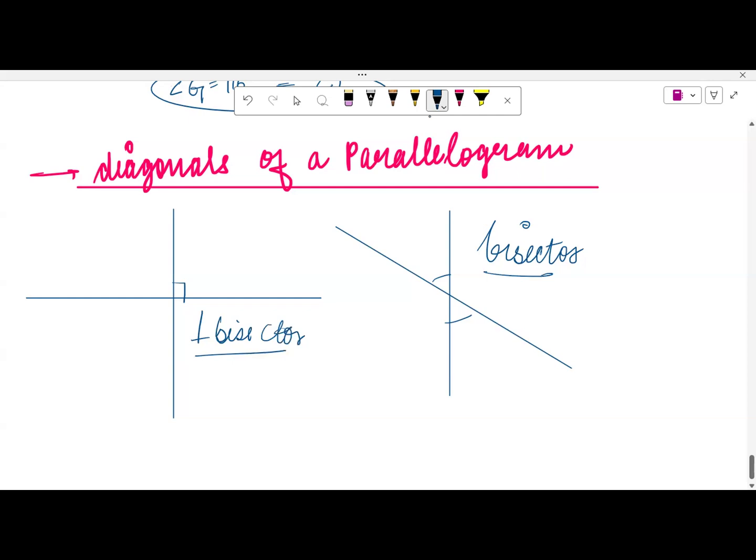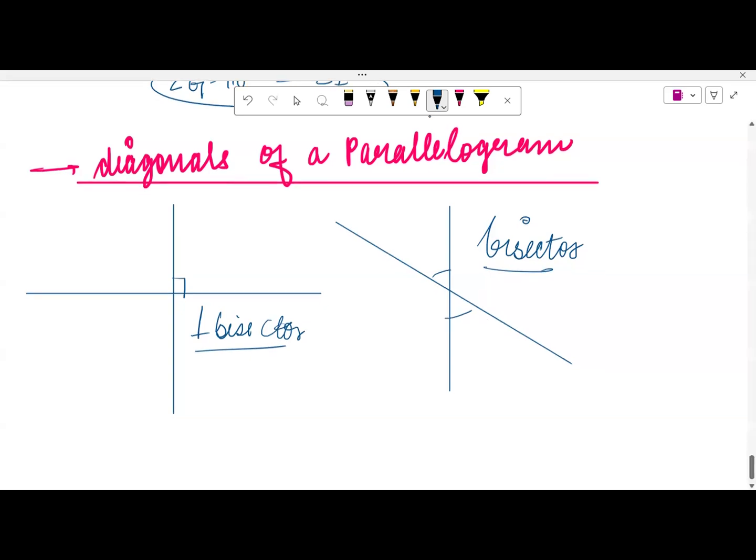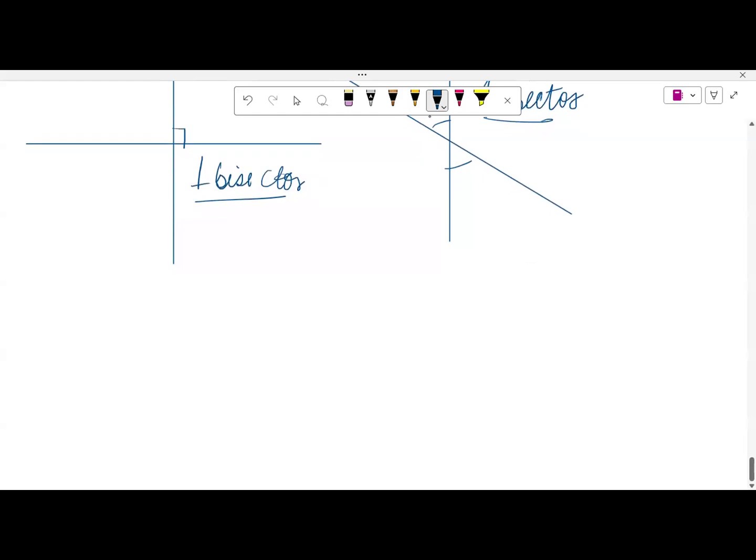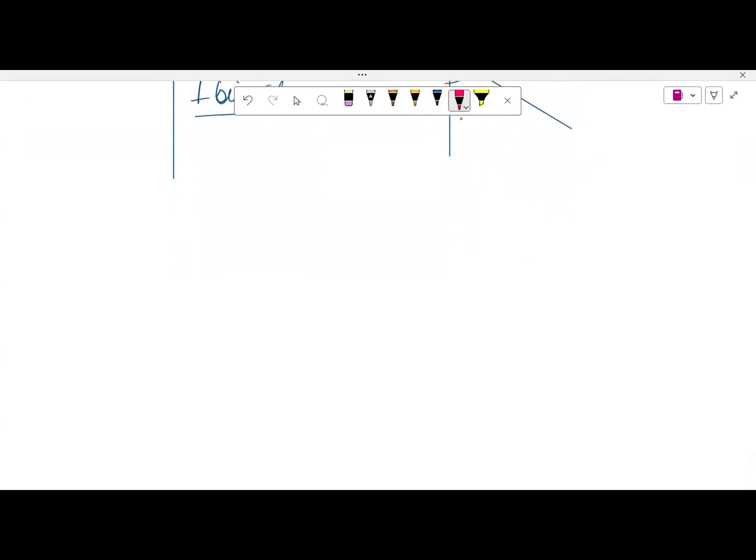Yes, ma'am, but in a parallelogram, it's only a bisector. Yes. First of all, tell me, do you understand the meaning of bisector and perpendicular bisector, all of you? Yes, I know, ma'am. Yes, ma'am.